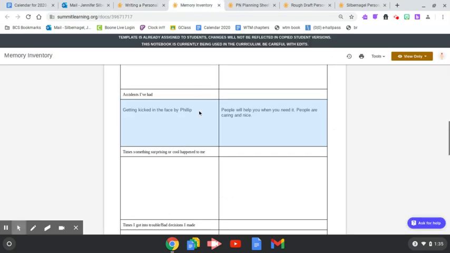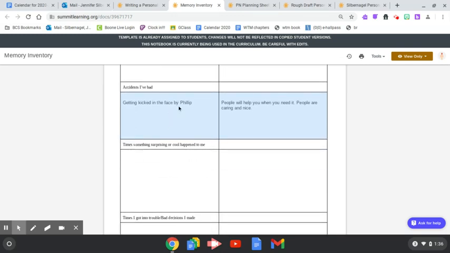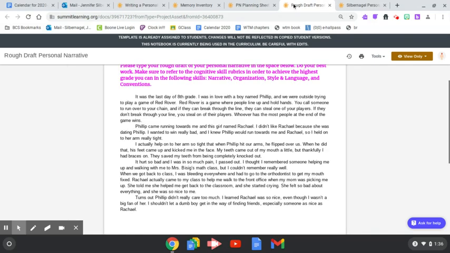We started with the memory inventory, and if you've watched my videos, I picked the event from my memory inventory of Philip kicking me in the face, playing Red Rover. Then we did this planning sheet where you talk about the order of events, the background information, and your reflection. Then you wrote your rough draft. This truly is a rough draft.